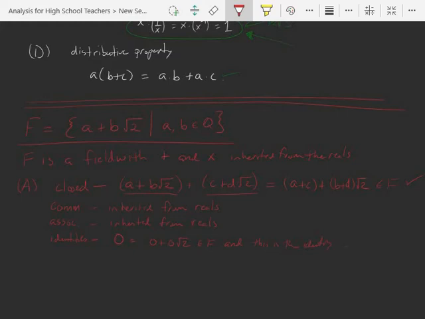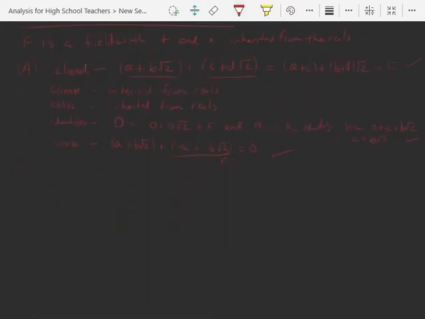And since 0 plus a plus b square roots of 2 is equal to a plus b square roots of 2. And then what about additive inverses? Well, a plus b square roots of 2 plus negative a plus negative b square roots of 2 equals 0, and this is also in the field. So inverses checks out. Okay. Addition wasn't so bad.